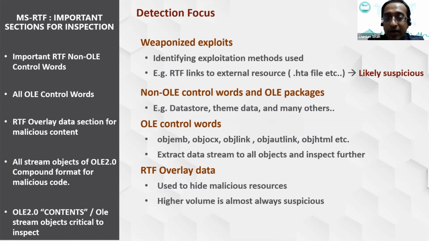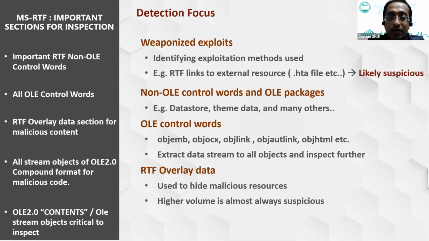We want to extract all the data. We want to even inspect non-OLE control words as well. And there are a few non-OLE control words, for instance, datastore or themedata, or any other control words which have been abused by the attacker. So we want to inspect them as well. And there are many other RTF control words which can carry streams of data. So any of these control words can be abused, so you want to extract the data and inspect them as well.